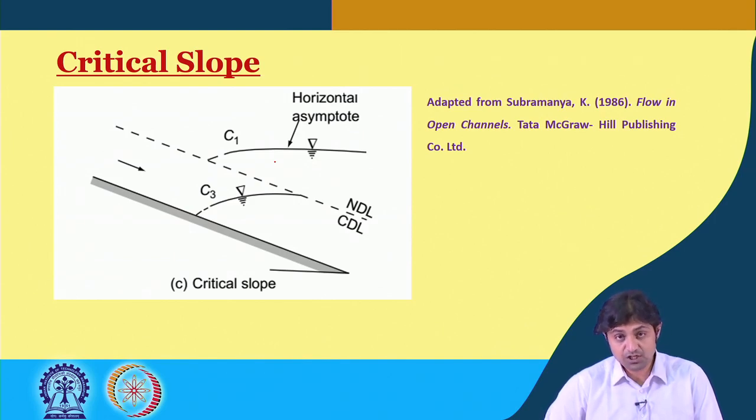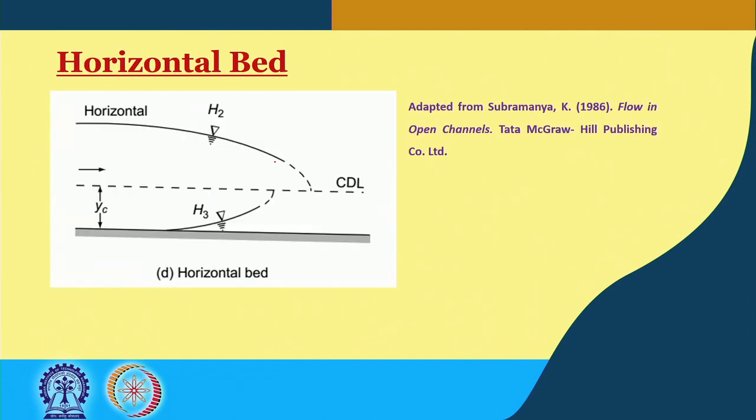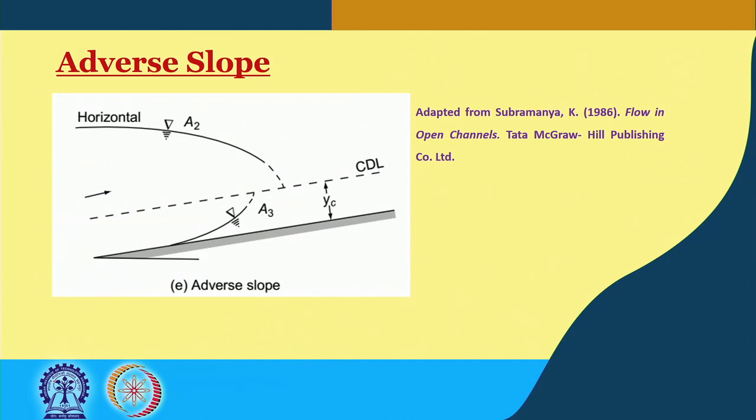There is much more detail to it, but at the undergraduate level, what I am teaching is only required: the identification of the regions, what is a mild slope, what is an adverse slope, what is a horizontal bed. The horizontal bed is like this: this area is H2 and this area is H3. If the profile is like this, it is H2, and this is H3. Adverse slope looks something like this, which you already know. If the water level is like this, it falls in A2. If it is below the CDL, it is A3.